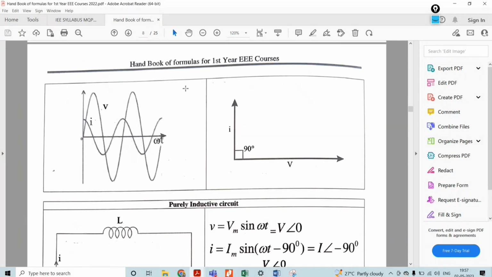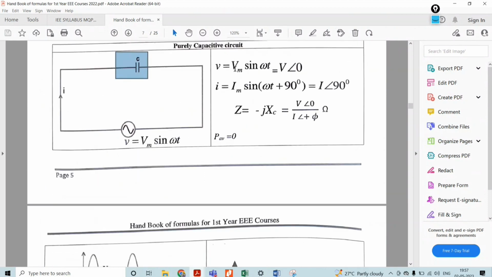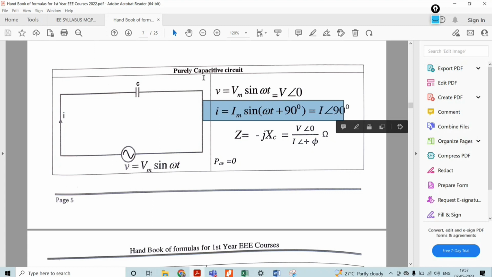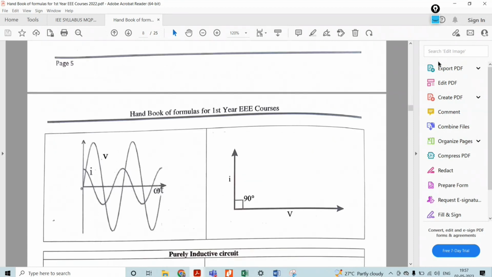Then what will happen here? Current will lead voltage by how much angle? 90 degrees. So when the voltage is 0, the current is maximum. So the current leads the voltage by 90 degrees.